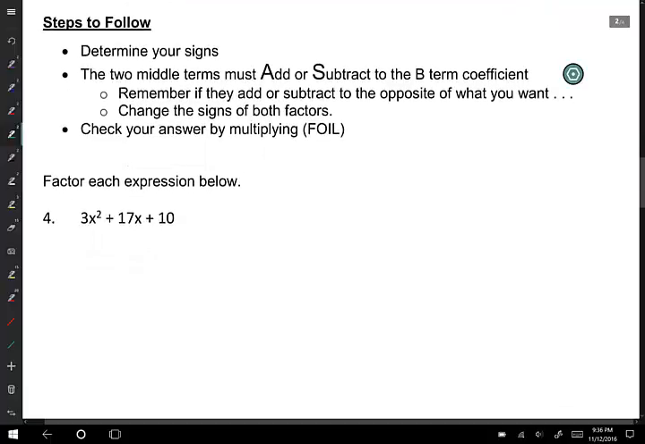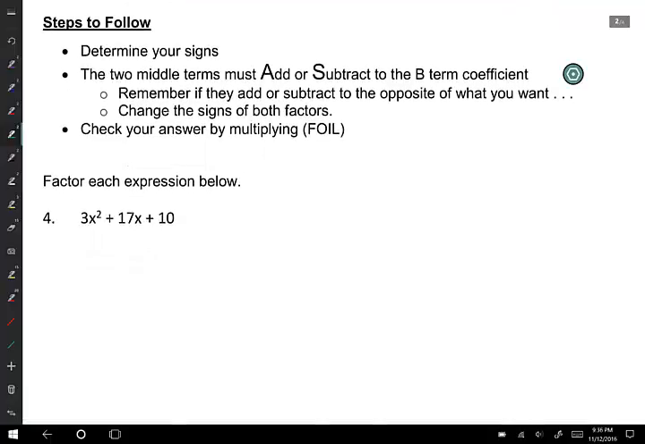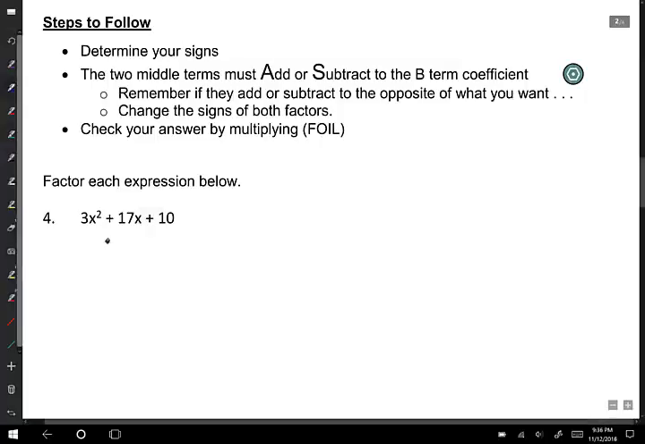All right, well, let's look down and try our first problem. First thing we're going to do is we're going to look at our signs. And so in this problem, our signs are a plus and a plus. And so the C is a positive. So I'm just going to make a note that the C is positive. Because the C is positive, that is going to lead us to the fact that our signs are going to be positive.